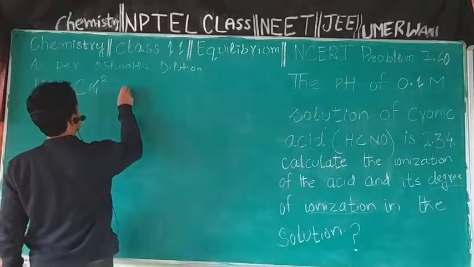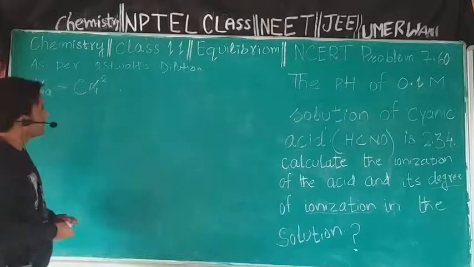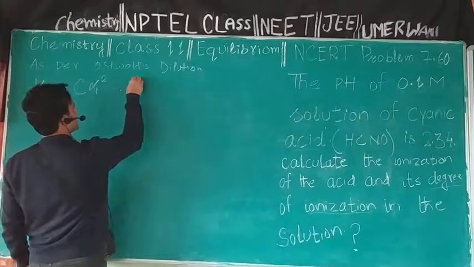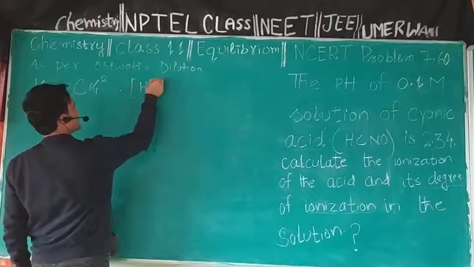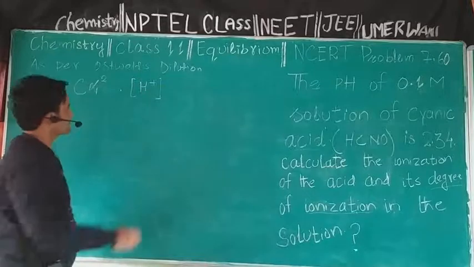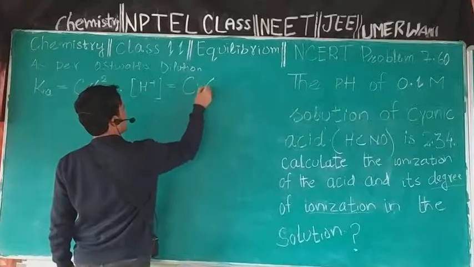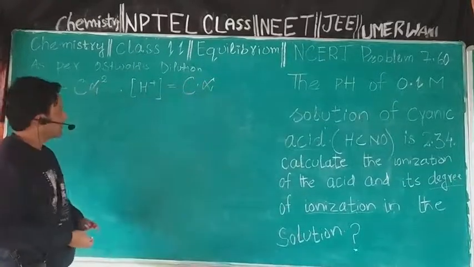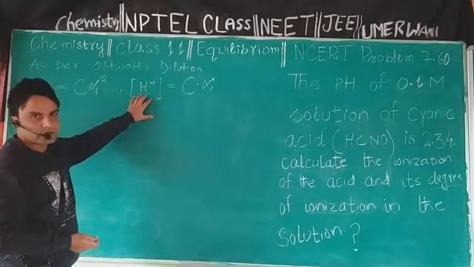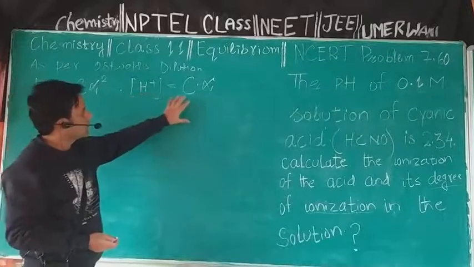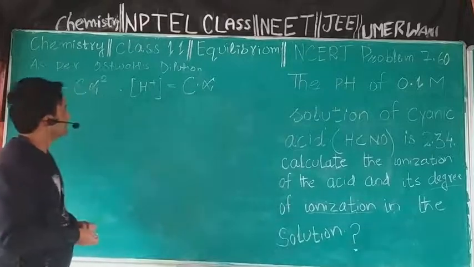And in a solution of a weak electrolyte, the H positive ion concentration is equal to the product of its molar concentration and degree of ionization. Here I am relating H positive ion concentration with the molar concentration of the solution and the degree of ionization.